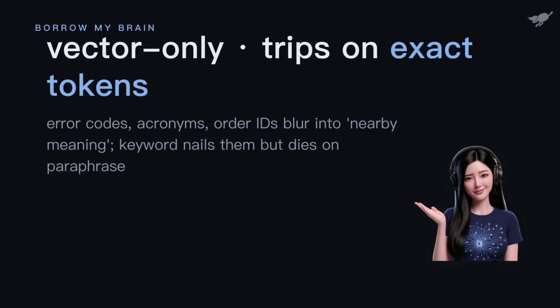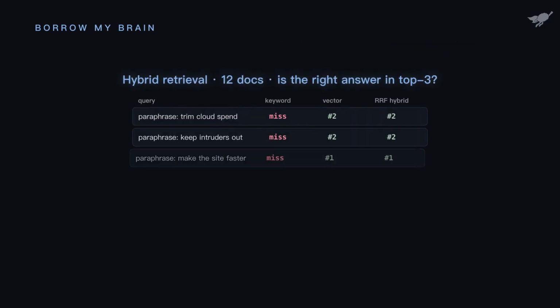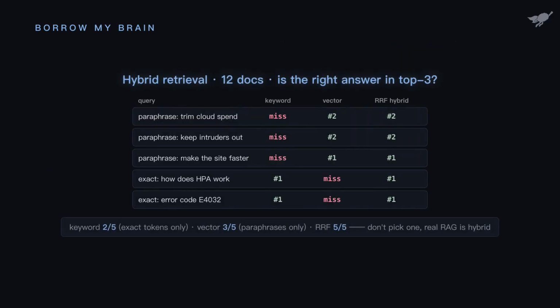Let's actually run it. 12 documents, and we check whether the correct answer makes it into the top 3. Keyword search hits only 2. Exactly the 2 with precise tokens, HPA, and the error code E4032. It misses all 3 paraphrases. Vectors are the exact opposite. Hits all 3 paraphrases and smears out both precise tokens.